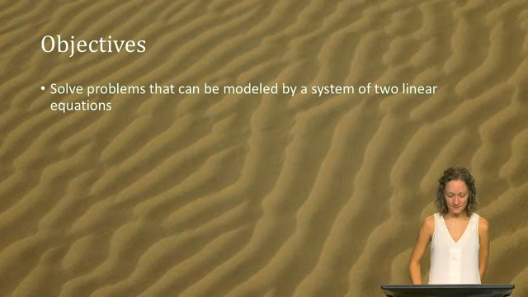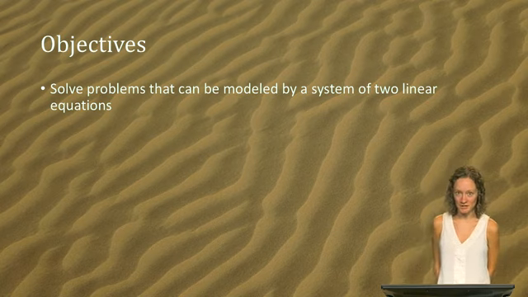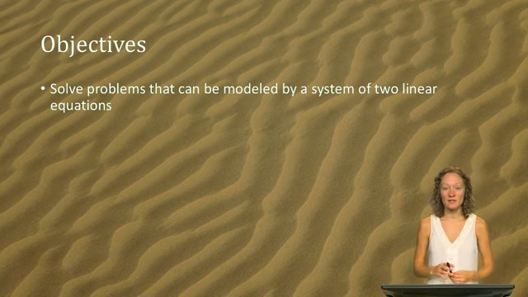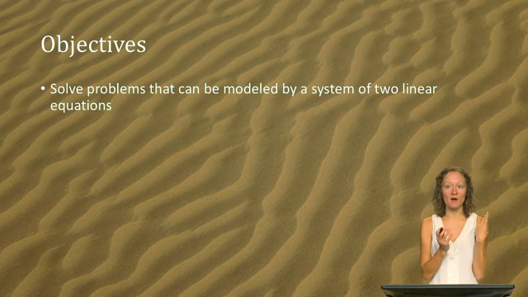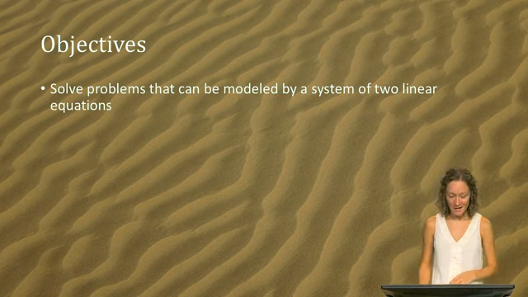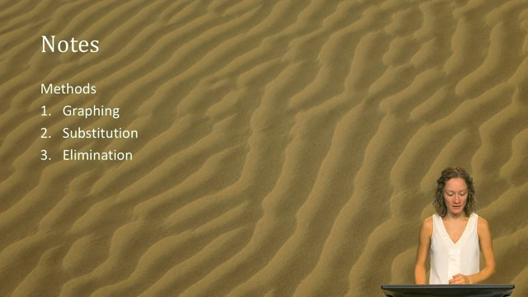In this video, we're going to look at the application side of solving systems of equations with two variables. So our one and only objective: solve problems that can be modeled by a system of two linear equations. In a previous video, we looked at the physical mechanics of how to solve problems that had a system of two linear equations. Here, we're going to look at the application side of it.